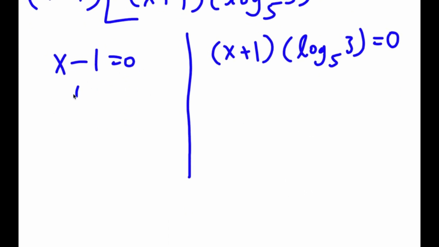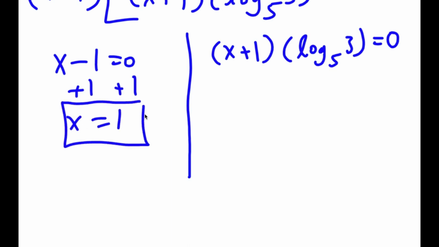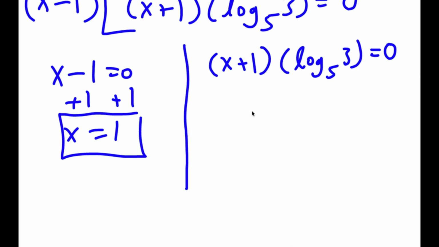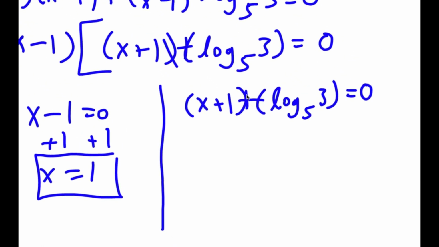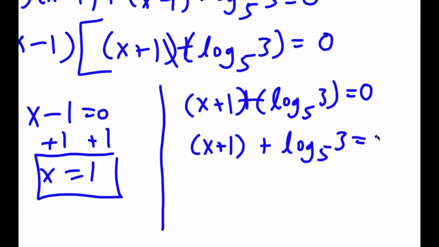For x minus 1 equals 0, I can simply add 1 on both sides, so I get x is equal to 1, and this is one solution of x. Now for x plus 1 times log base 5 of 3, oh wait, I made a mistake. This isn't supposed to be times, this is actually supposed to be plus. So this would be x plus 1 plus log base 5 of 3 is equal to 0.